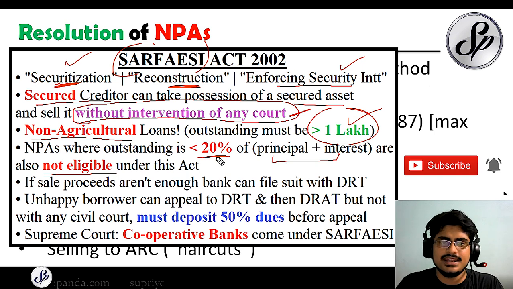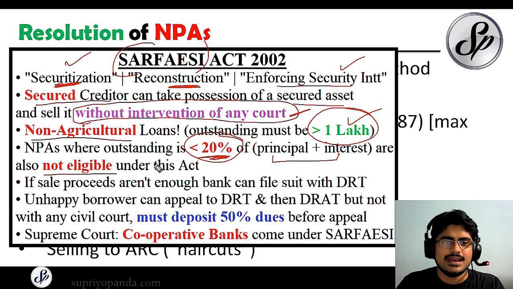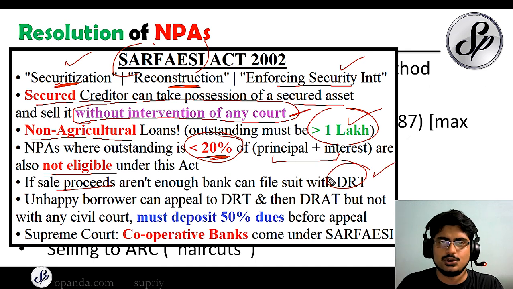So the outstanding has to be less than 20% so that you can make use of this act. And if the sale proceeds are not enough, the bank can file a suit with the Debt Recovery Tribunal. So we are going to take a look at that. And the unhappy borrower can also appeal to the Debt Recovery Tribunal and then the Debt Recovery Appellate Tribunal, but not with any civil court.